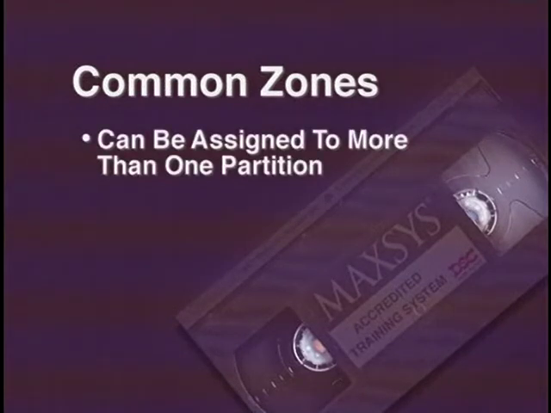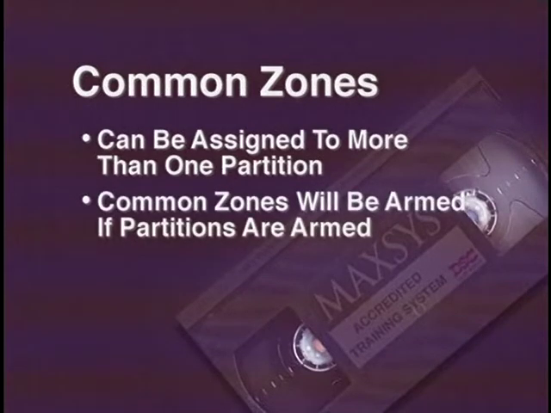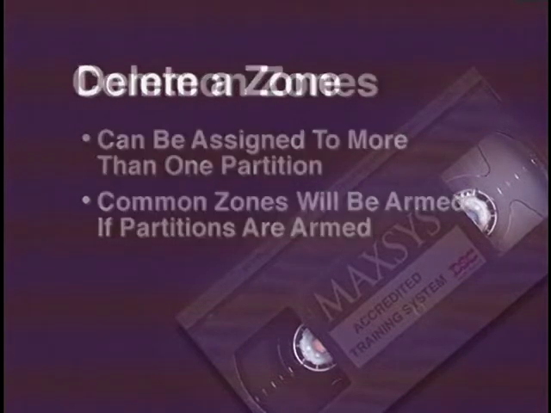A zone can be assigned to more than one partition. These are called common zones. Common zones will only be armed if all partitions they are assigned to are armed.